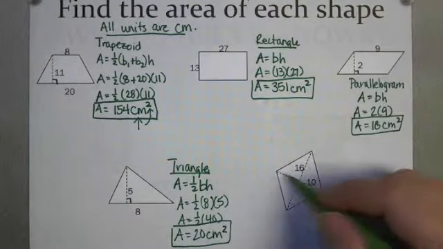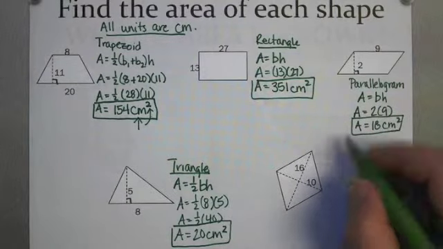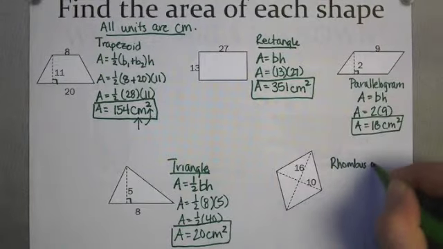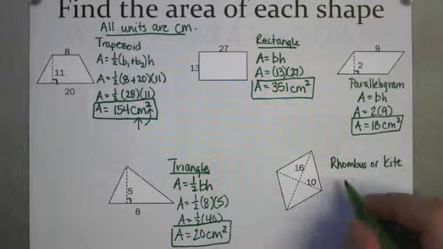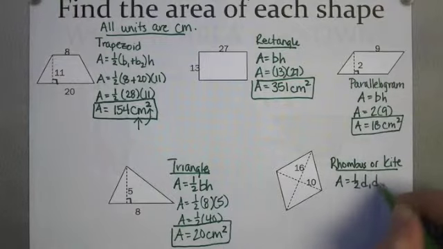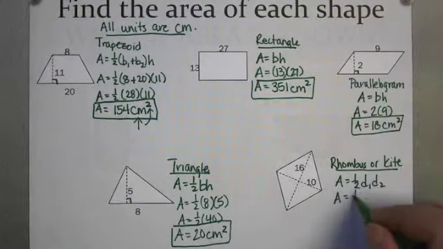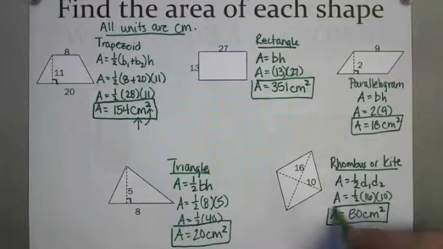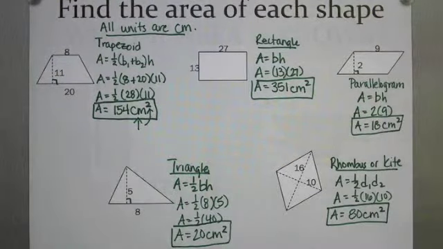And finally, we have either a kite or a rhombus. I'm not sure. We don't have really enough markings to let us know on that. But we do know that the formula is the same. So I'm just going to put rhombus or kite. We know that the area formula is the same. So we have 1/2 diagonal 1 times diagonal 2. So 1/2 times 16 times 10, which would give us 80 centimeters squared. So there's an example of each of the basic figures.